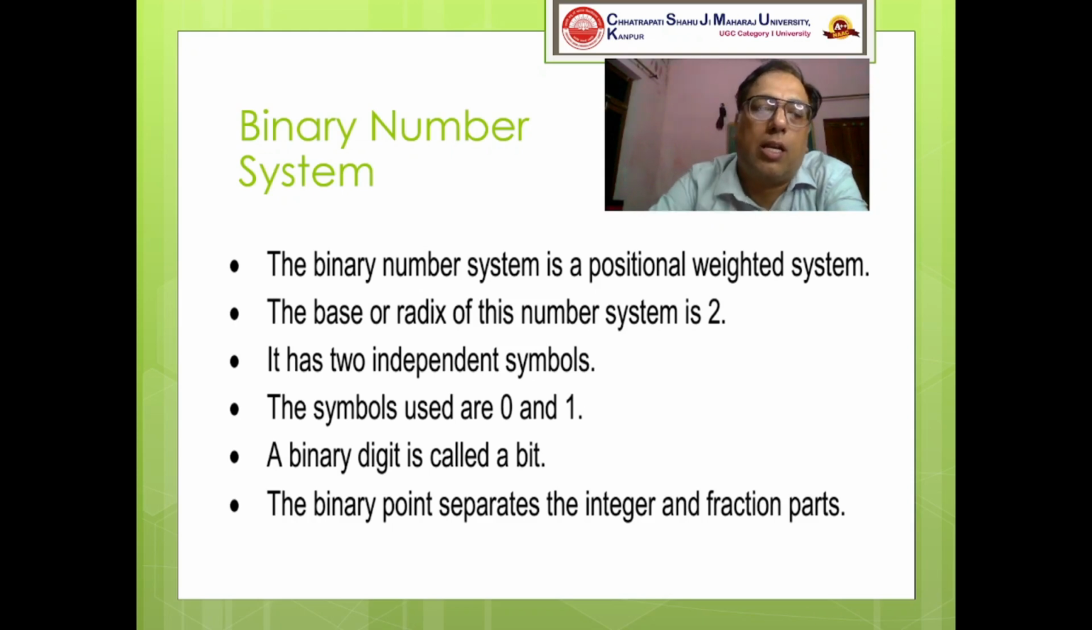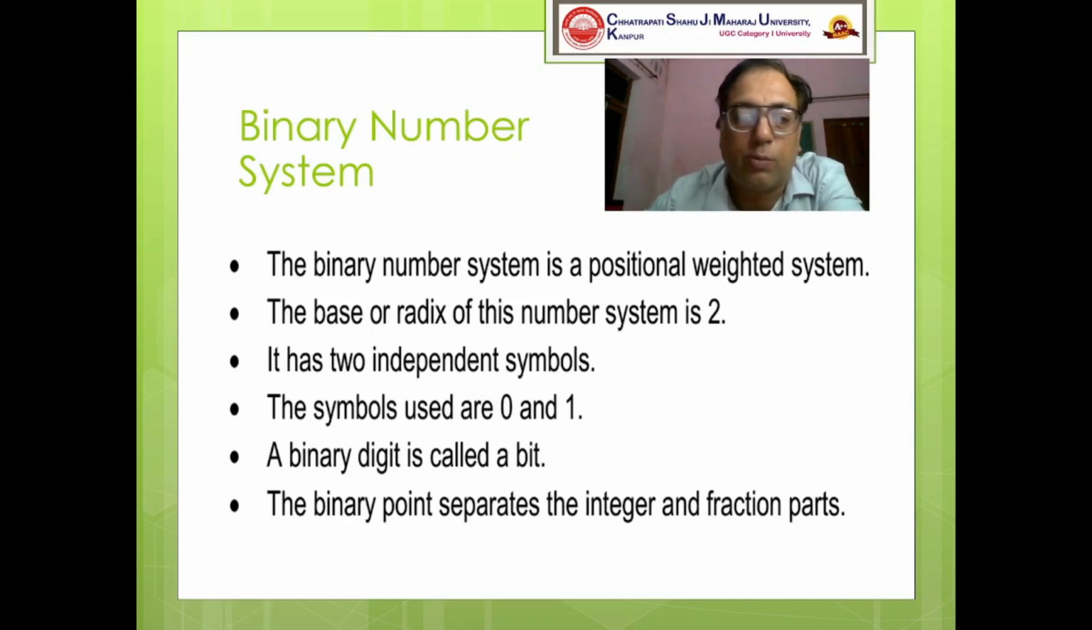Now, similarly, let us see what the binary number system is. The binary number system is a positional weighted system. Again, it has a radix of 2. There are two independent symbols, 0 and 1. A binary digit is also known as a bit. The binary point separates the integer and fraction parts.